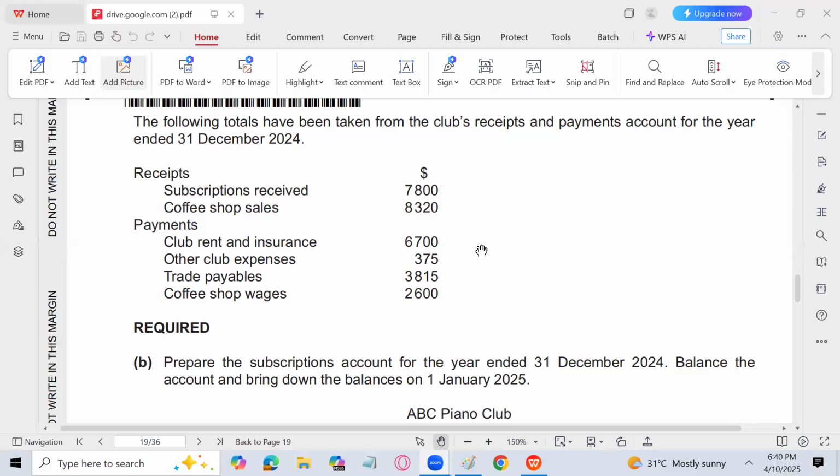Receipts and payments account होता है ना? Receipt and payment account has been asked in the paper only once. That is in 2020, in our variant. So it is important to solve that question.